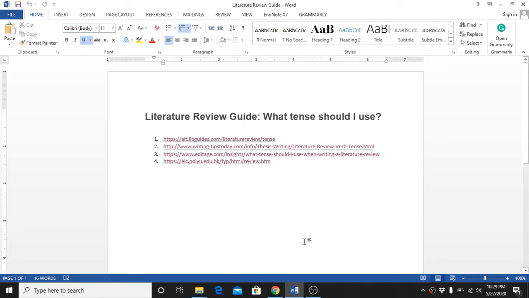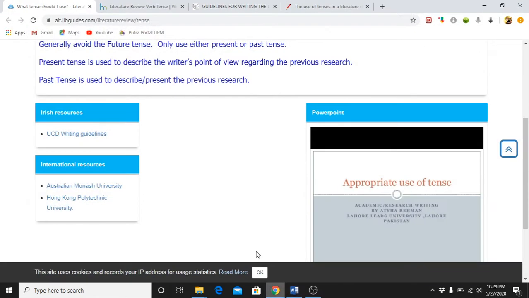If you are now in the stage of restructuring your literature review, or maybe you are in the stage of making your own review paper, you can see this guide that will show you which tenses you should use: the present tense, past tense, or maybe future tense. When you click all the links here, they will give you a slide information on how to write your review paper. So let's go one by one.